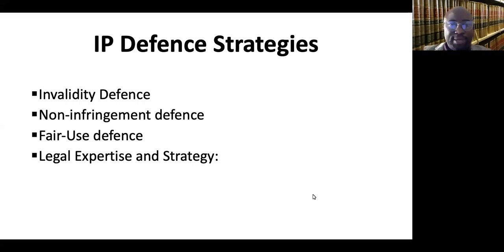Quickly, I will talk briefly about IP defense strategies. The first defense is invalidity defense. An invalidity defense involves challenging the validity of the asserted IP rights in the first place, for example, the invalidity of a patent. If someone is challenging the validity of your patent, you could also raise a defense that the person's patent shouldn't have been granted in the first place. This defense argues that the IP rights claimed by the opposing party are not valid due to reasons like prior art, lack of novelty, obviousness, or failure to meet legal requirements for patentability. This, of course, is more about patents.